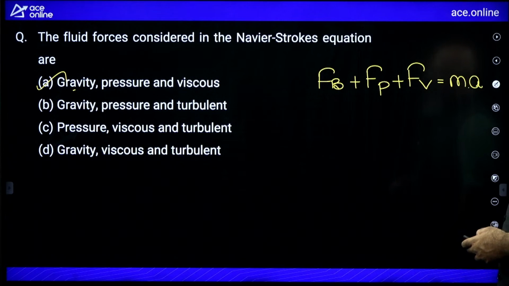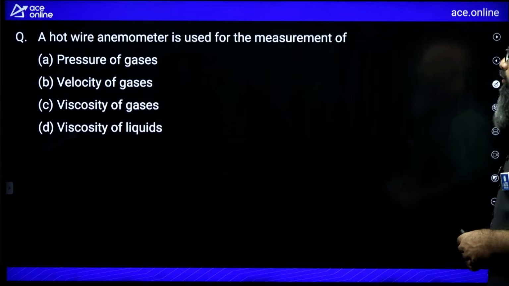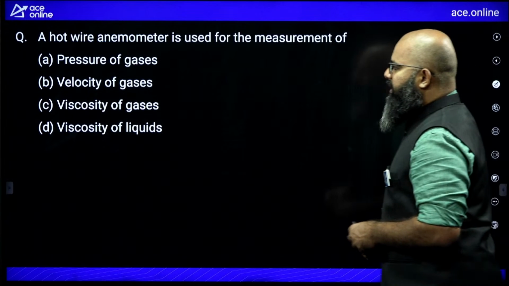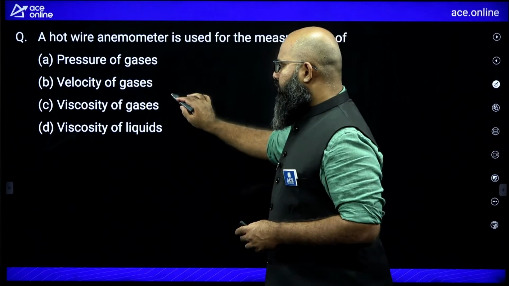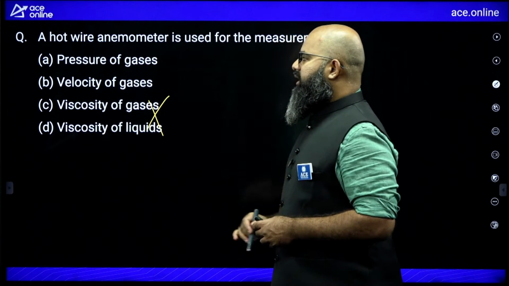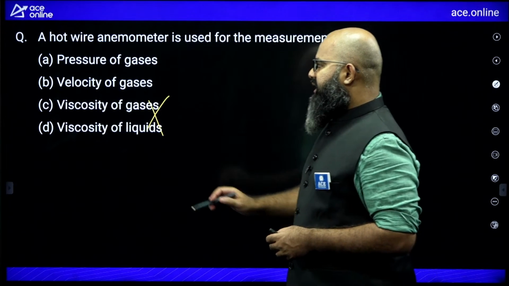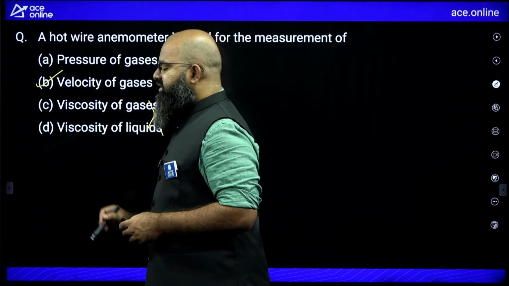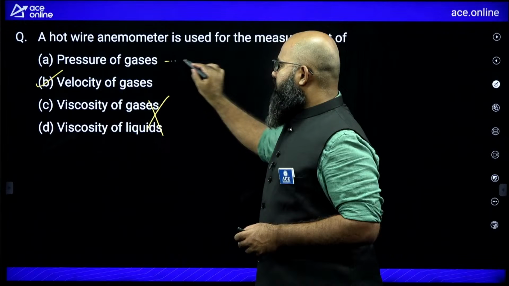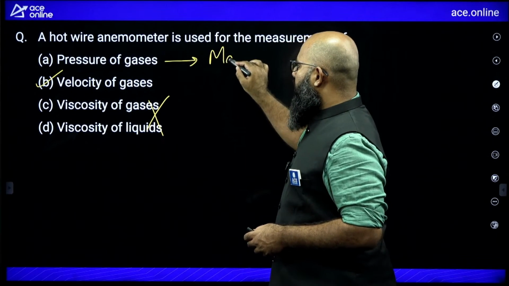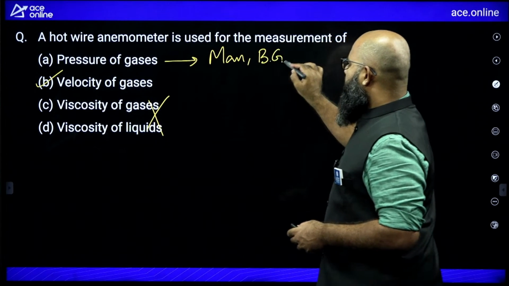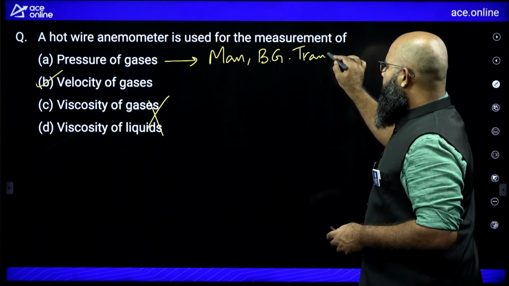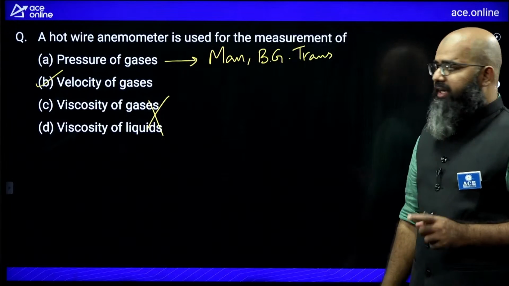Moving further. A hot wire anemometer is used for the measurement of what? First of all, it is not used for measurement of viscosity. It is used for measurement of velocity in the case of gases. Option B is correct. Remember, for pressure measurements, we have devices like manometer, Bourdon gauge, and transducer. All these devices are present in the case of pressure measurement.